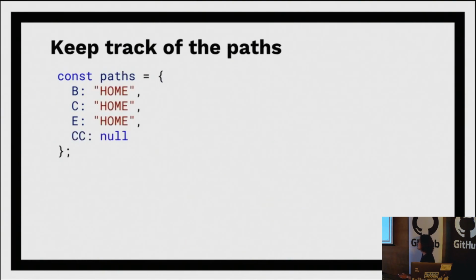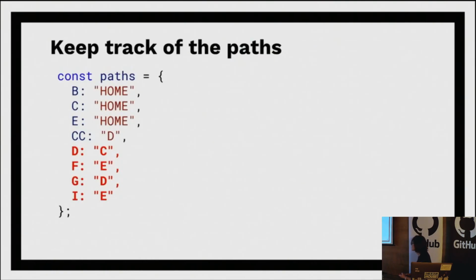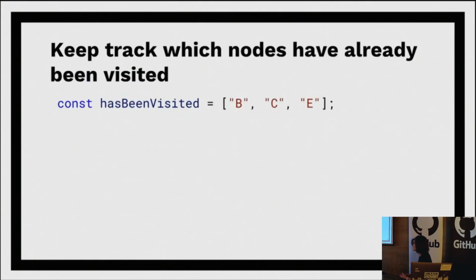And next, I declare the variable which keeps track of the paths. Paths hold the node right before each node. So at this moment, paths should look like this. I keep track of the one node right before each node. And also, I set the array which keeps track of which nodes have already been visited.